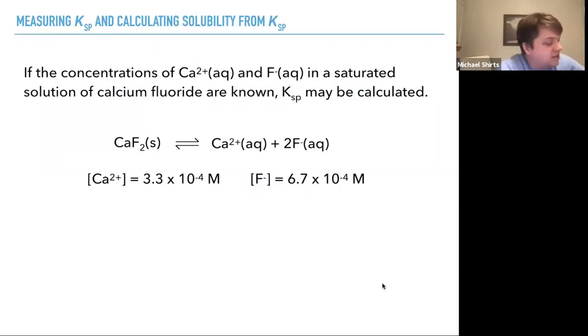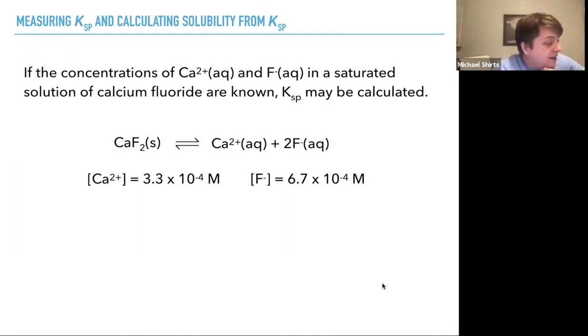So if the concentrations of calcium 2+ and fluoride in a saturated solution of calcium fluoride are known, then KSP can be calculated. Now, you need to have a saturated solution. If it's less than a saturated solution, then the reaction is going to go entirely to the products, so everything would be in solution, not in a solid. If you have a saturated solution, then you know it's an equilibrium between the solid that's precipitated out and the concentrations above. So you need to be looking at a saturated solution, meaning there's some calcium fluoride present. Otherwise, the reaction is not going to happen.